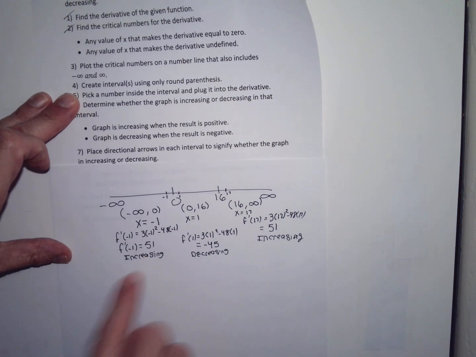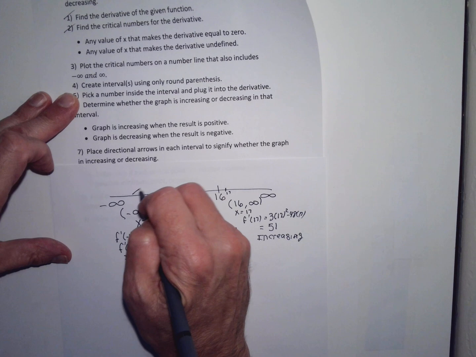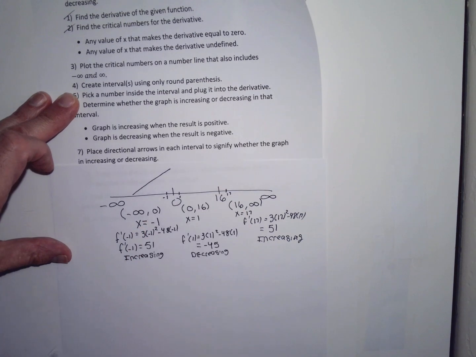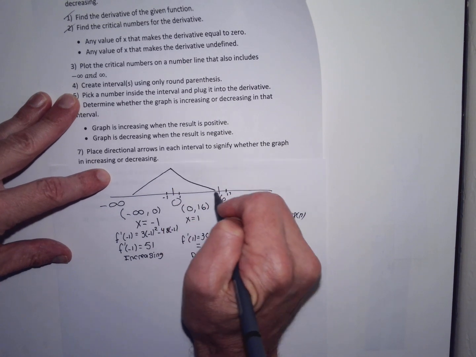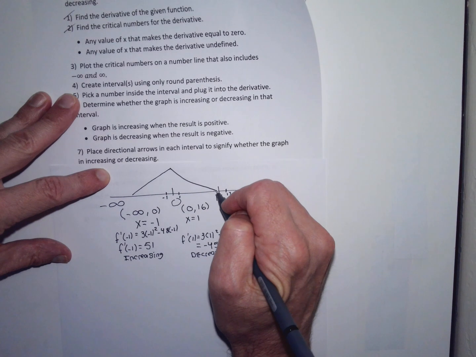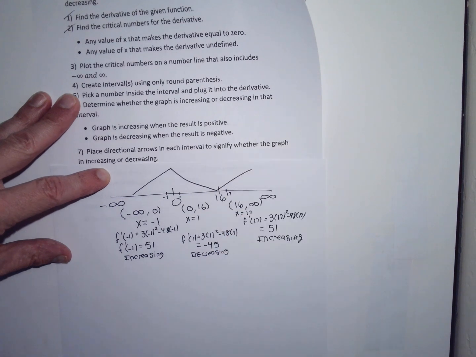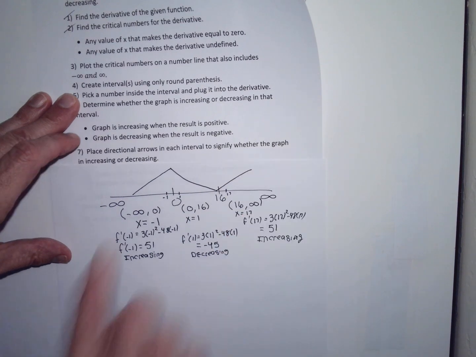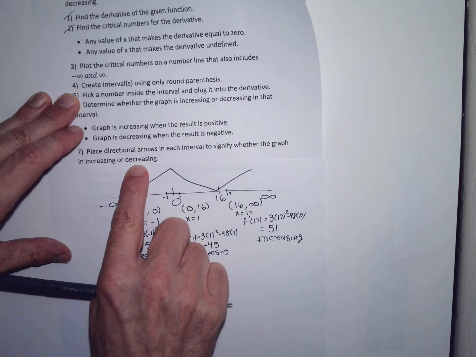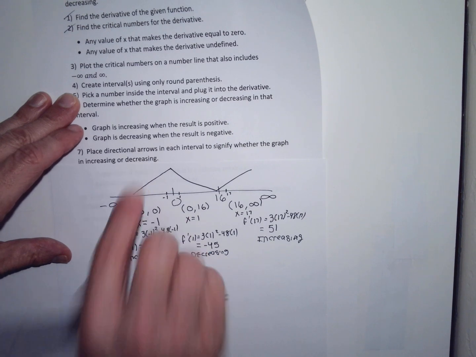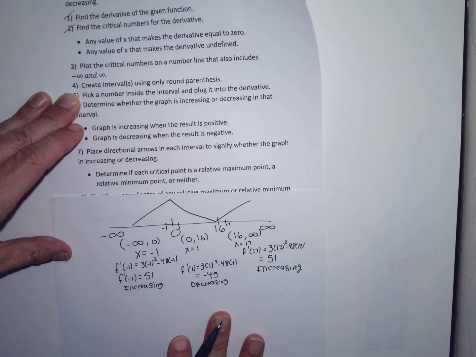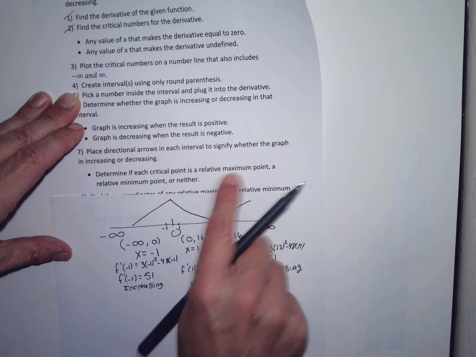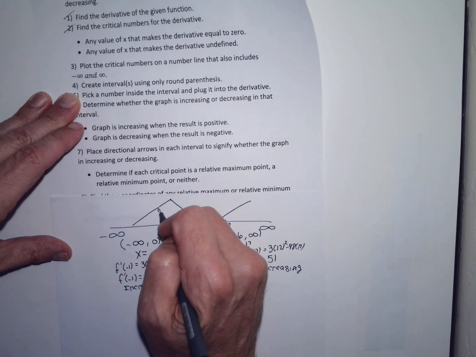So in my first interval from negative infinity to 0, the graph is increasing, so I draw a line that has a positive slope. In the middle interval, the graph is decreasing, so I draw a line that has a negative slope. And in the last interval, my graph is increasing, so I draw a line with a positive slope. This is when I say place directional arrows in each interval to determine whether the graph is increasing or decreasing. Now, I'm going to figure out if the x-coordinate is a part for a maximum or a minimum. Super easy to tell.